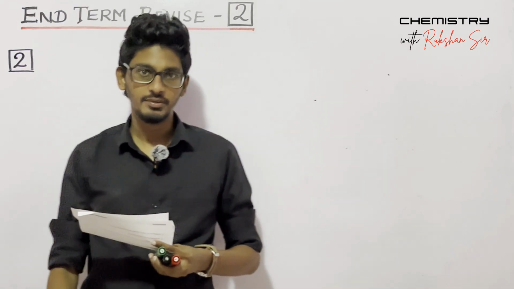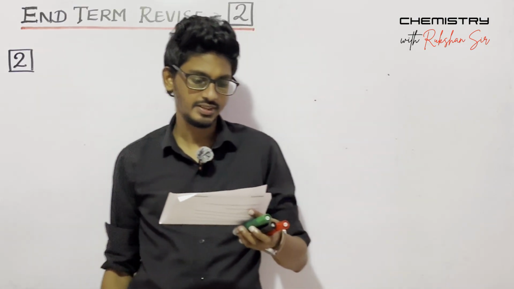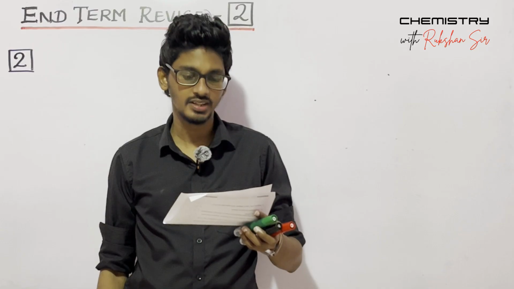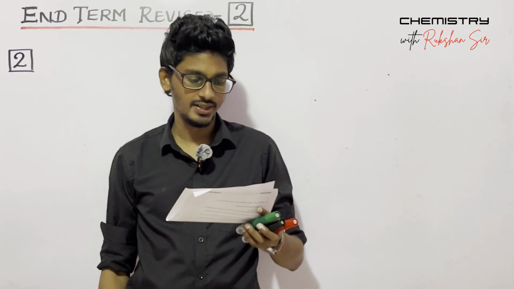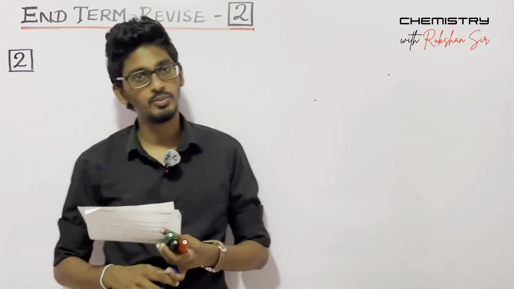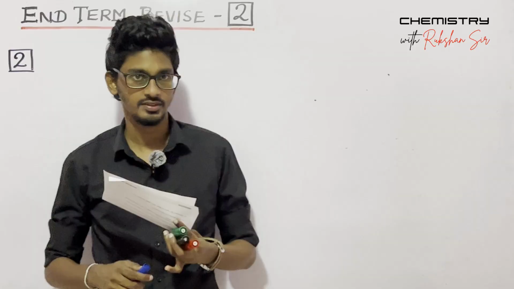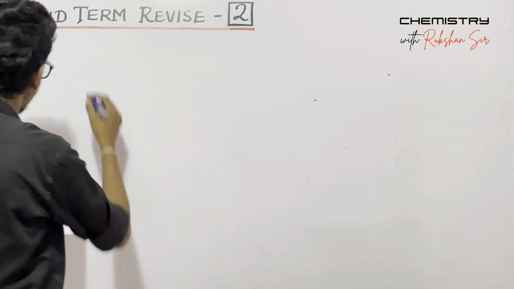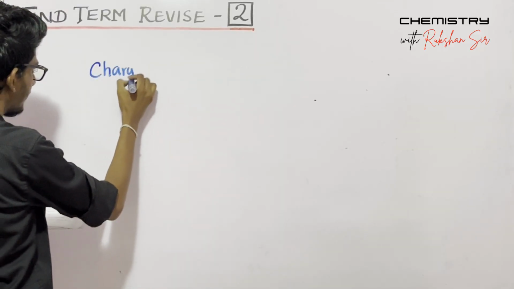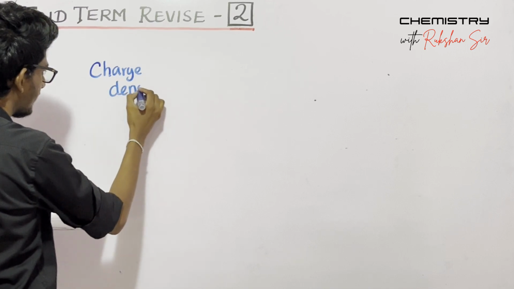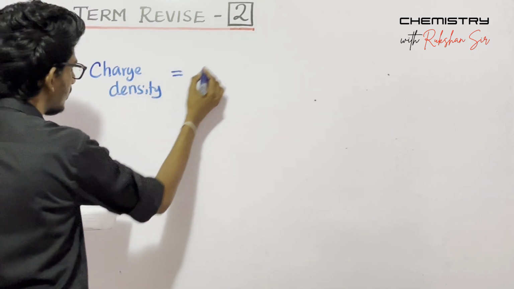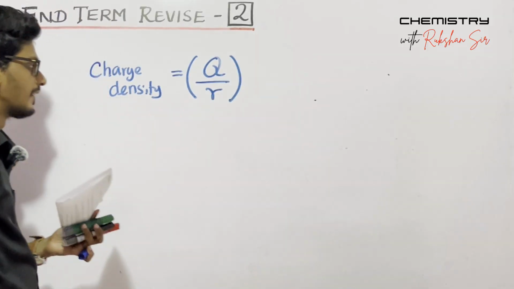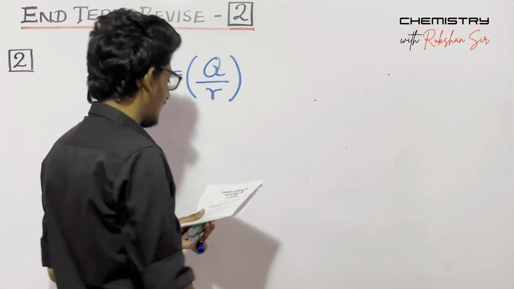Let's discuss statement number 2. See what it says: when the charge density of an anion is high, polarizability of that anion is always high. That is what it says. Let's see whether it is true or false. Again, the charge density is equal to the Q over R value.